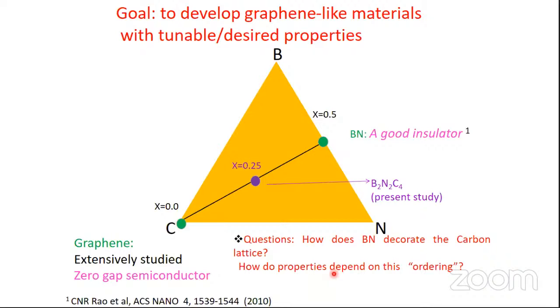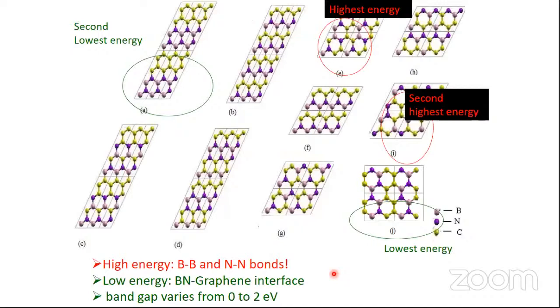So what we thought: can we mix these two materials? And if we can mix them, we can have tunable band gap materials. But the question was how does the BN decorate the carbon lattice, what will be the different configurations, at what concentration the structure will be stable, and what will be the band gaps. So we looked at all the possibilities, and what we found is that if you have BB and NN bonds, as in figure E at the top, that structure won't be energetically favorable. But if you have BC and NC formations at the interface, that structure will be very stable to form.